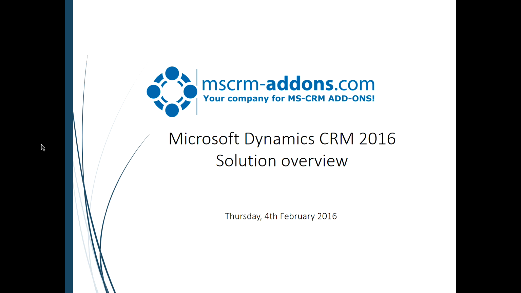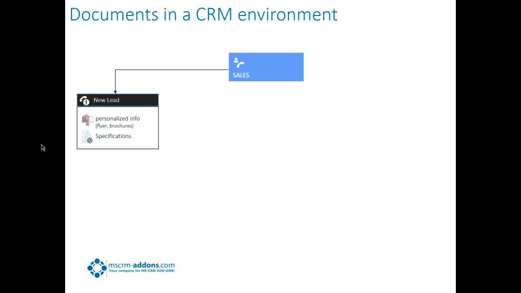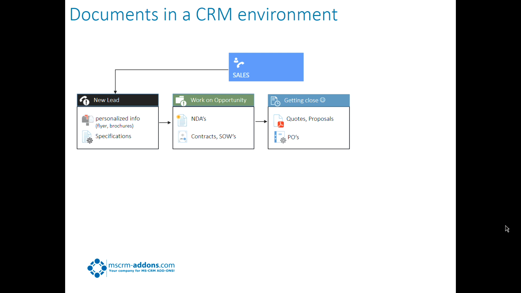So to start things out, I want to talk a little bit about documents in a CRM environment. What we've seen from our users is what kind of documents they want to produce from all the data that they have in CRM. They want to produce these documents, send out emails, etc. For example, in the sales process, when they get a new lead in, they want to generate personalized info such as flyers and brochures, and send out different specifications. Working on those opportunities, they want to send out the NDAs, contracts, and statements of work.